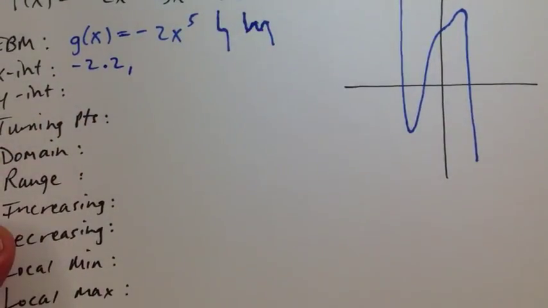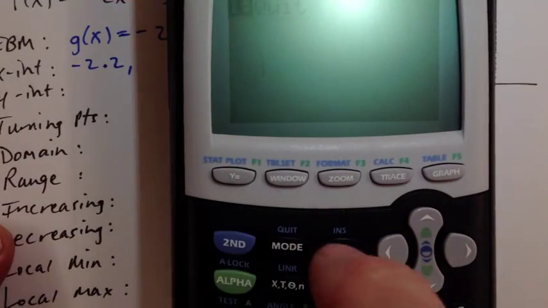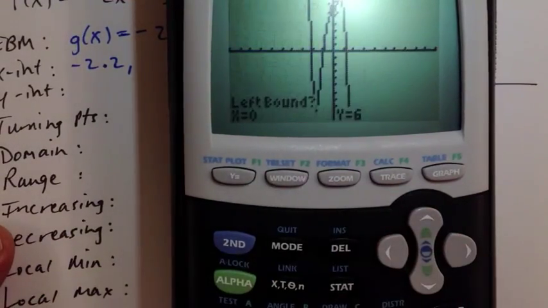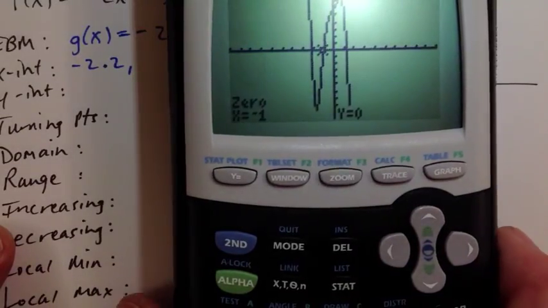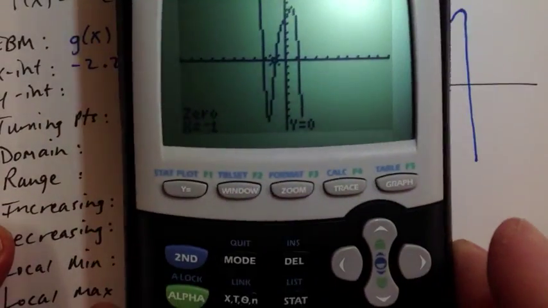is one x-intercept. We see another one, so I can calculate zero, a left bound of negative 2, enter, a right bound of 0, enter, and a guess of negative 1. And so we see negative 1, 0. And so we get negative 1 for another x-intercept.